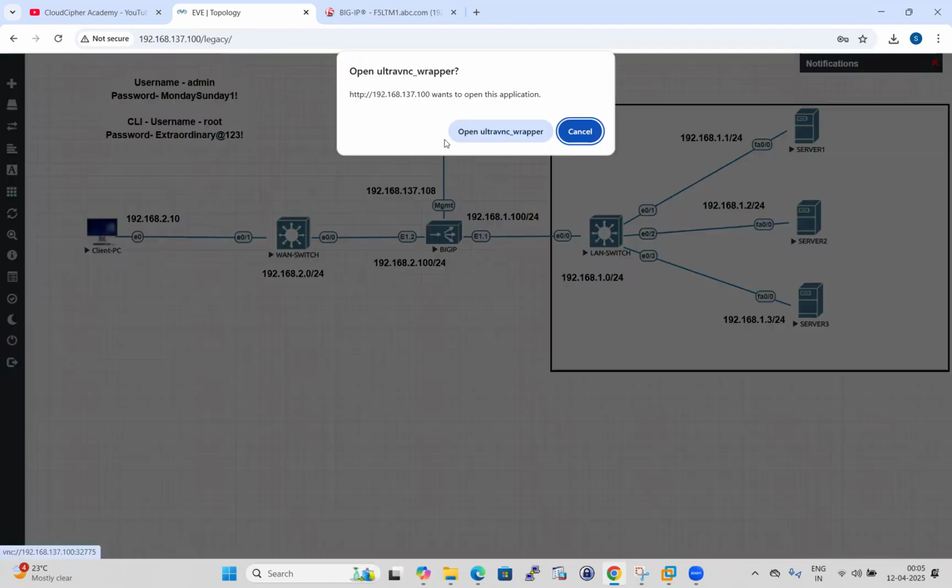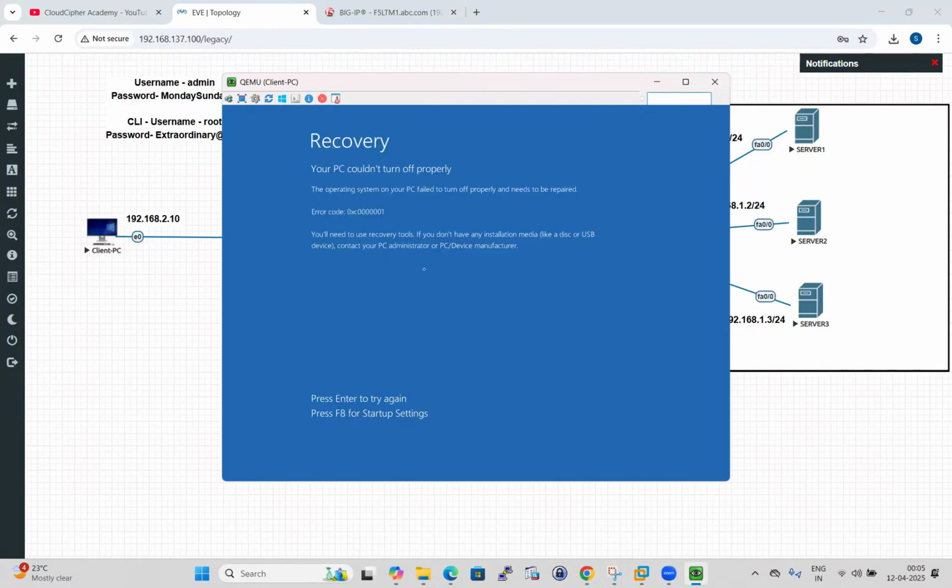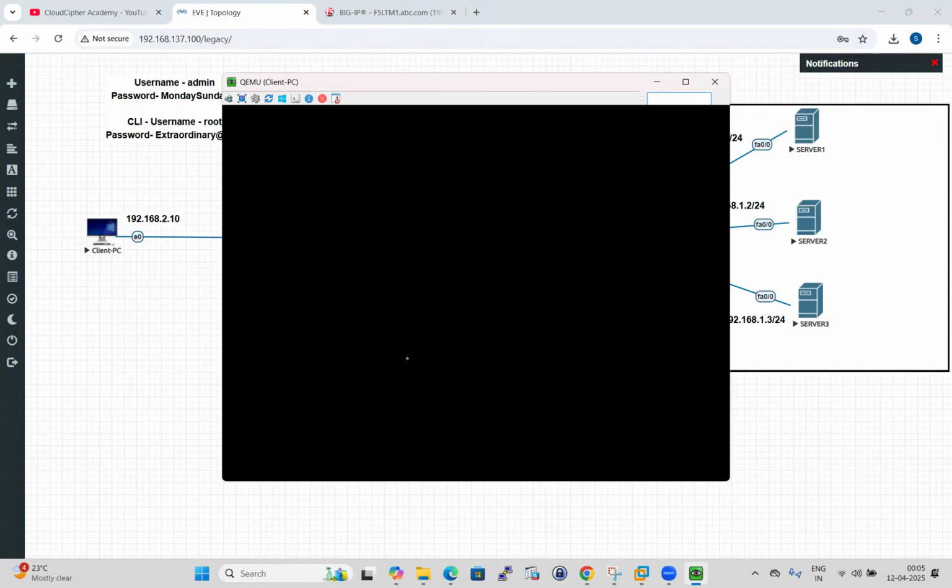Let me log into the PC so that we can initiate some traffic. We can see these types of things, guys, because this is not a licensed PC. So we can see these types of behaviors in the lab, but that is fine, no problem. It is enough for testing purposes. I don't think it will take much time.